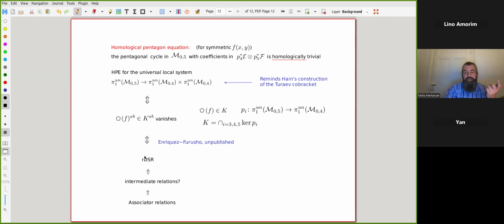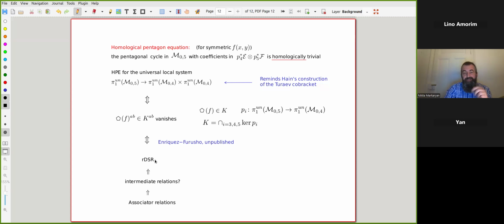So my question is how it could be that this thing is not weaker than this one, and maybe there are some intermediate relations between them. So, for example, we can ask for the condition that this thing lives in the double commutator of this group. So maybe it's a good question to look for intermediate relations between this one and this one.